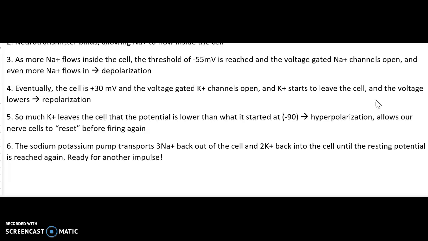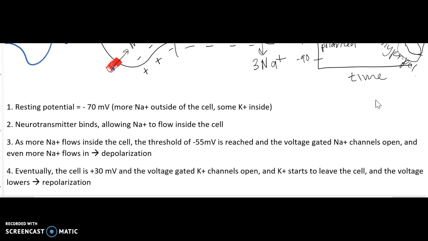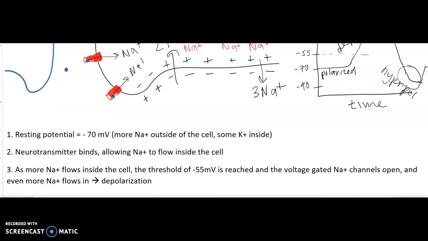The sodium-potassium pump is what does that resetting, and it transports 3 sodium back out, which is what I initially started with, and 2 potassium back in, which is where they normally started, until the cell reaches that negative 70 millivolt resting potential. And then it's ready for another impulse. Done!